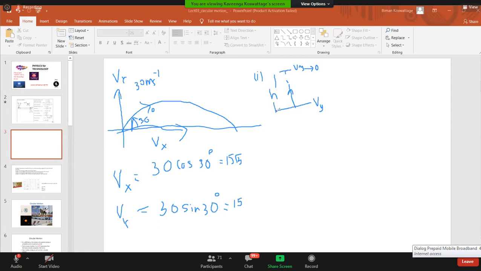So if students want to write, please write: the height of the projectile motion is given by the component y, which is vertical motion, and it reaches its maximum value when the component Vy is equal to 0. When this is equal to 0, this object reaches the maximum height. Please write that down if you cannot understand. Then you can write an equation here, and the equation is V = U + AT.